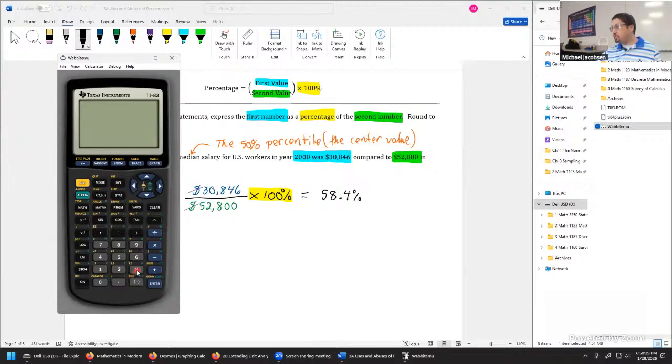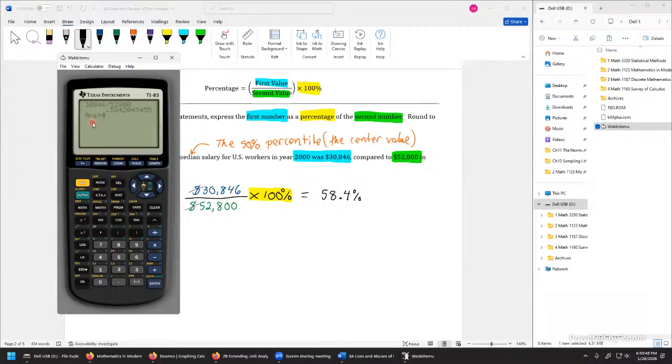Putting the numbers in this one, it's going to be 30,846 divide 52,800. And yeah, it's totally fine to just hit enter right here. And then you said you went times and you saw ANS come up. Is that accurate? That's correct. Yeah, so when it says answer like that, it's referring to this line right here. So if you go times 100, it's also going to match.